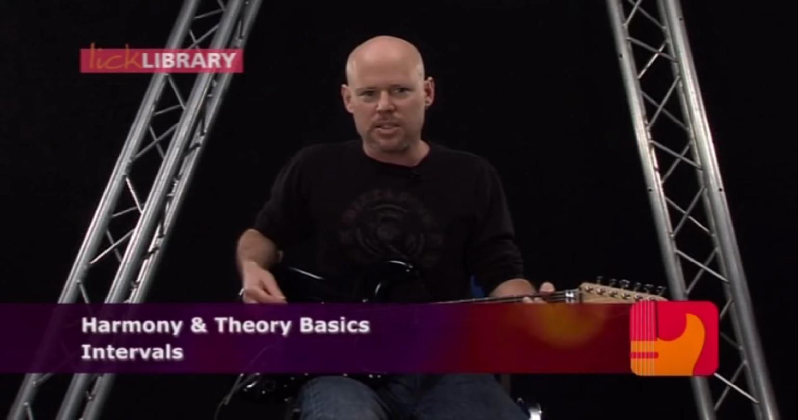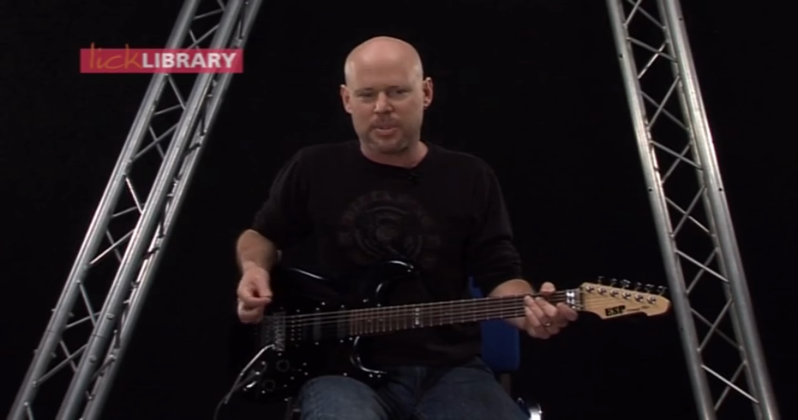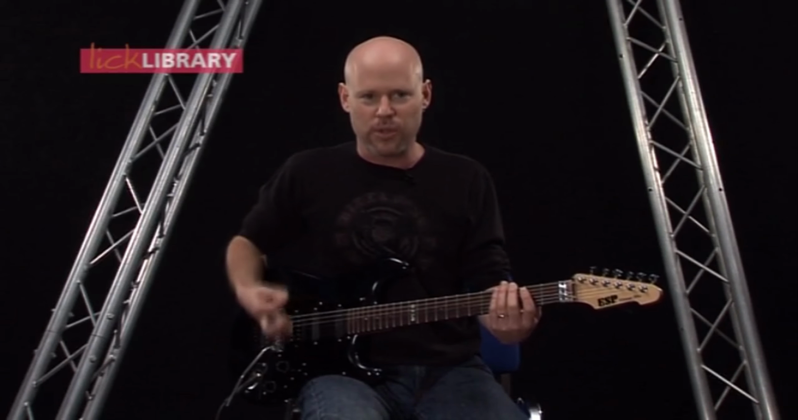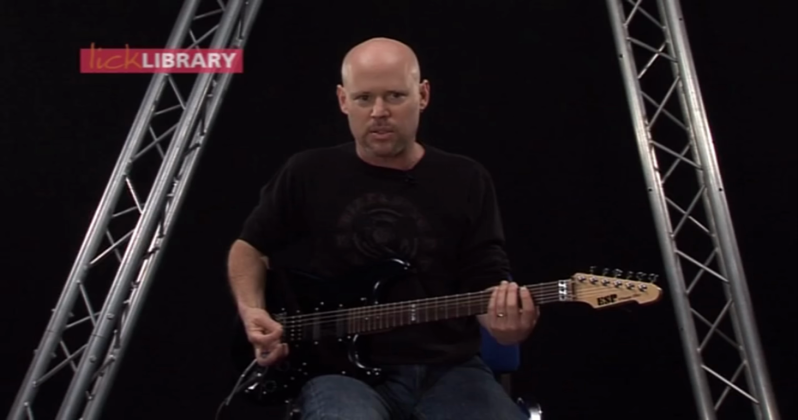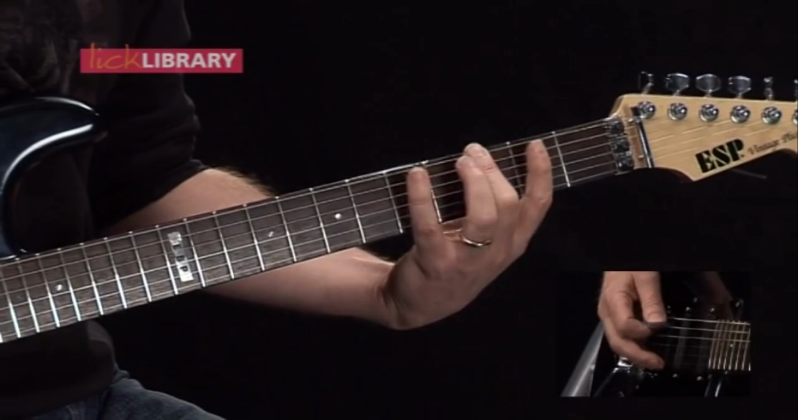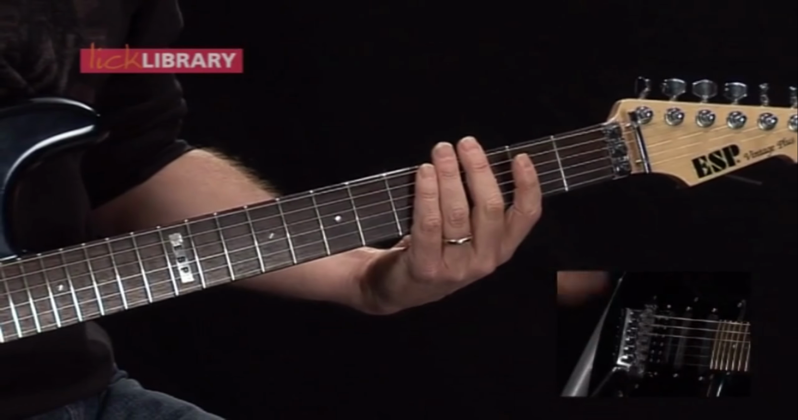Now we're going to talk about intervals. The distance between any two notes is an interval. The name of the interval is based on the amount of scale steps they contain. Here's what I mean. If we take a G major scale and I play from the first note to the second note, that interval is known as a second. So from G to A is a second.